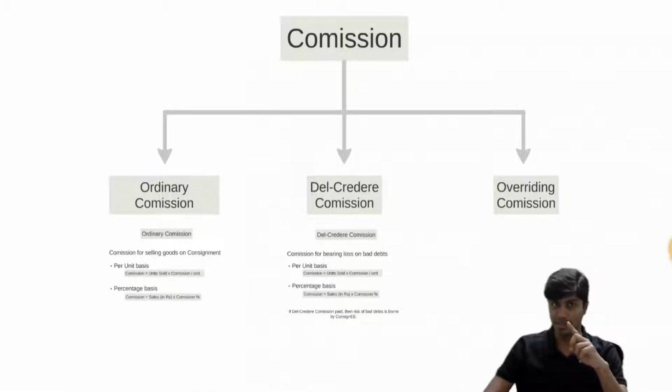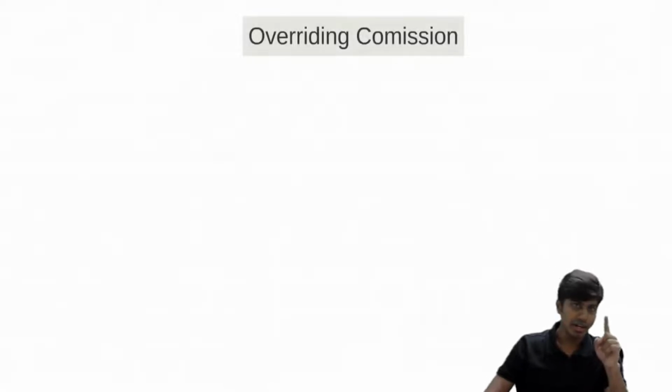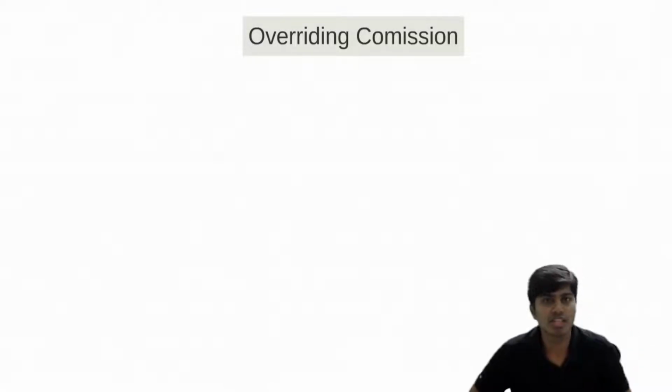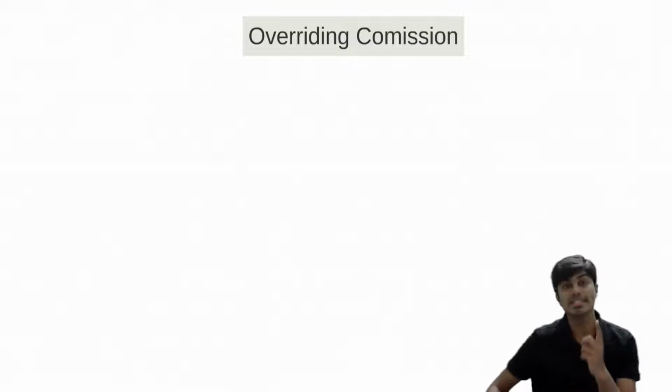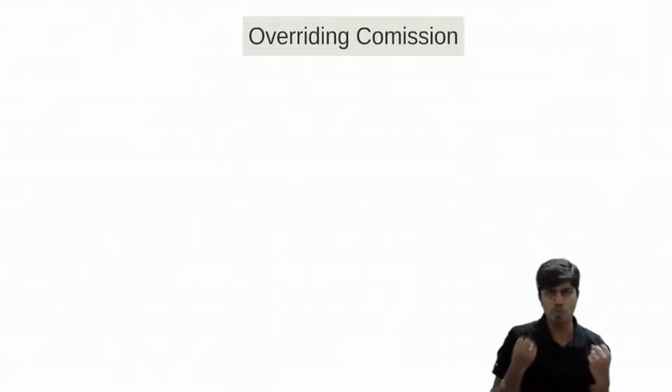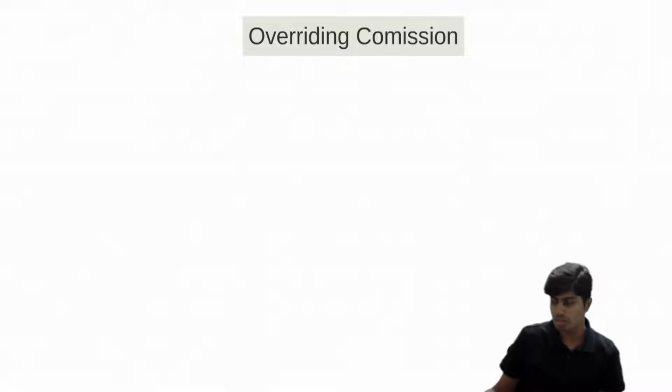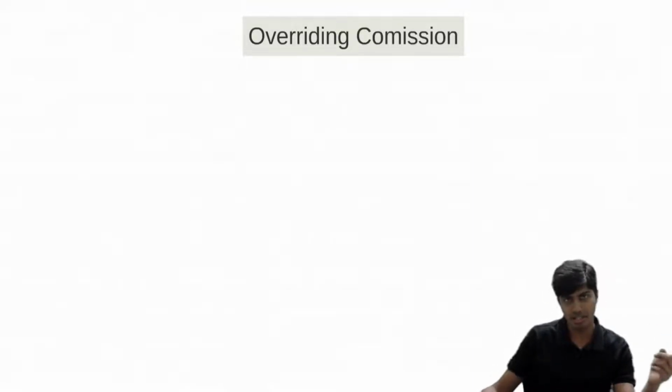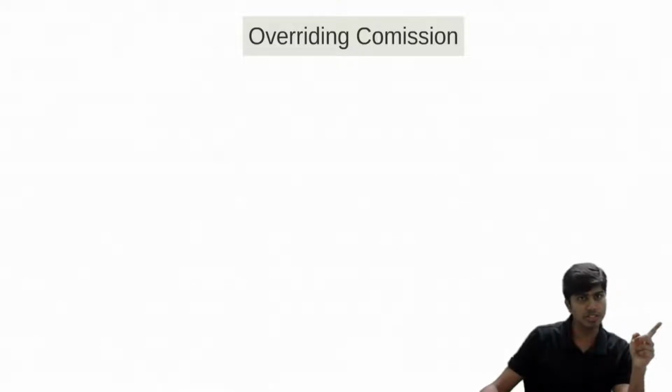Next, let's go to overriding commission, the last type of commission. Overriding commission is the commission which is paid over and above ordinary and del credere commission. This commission is paid by the consignor to the consignee because of the super performance of the consignee. Maybe the consignee is selling the goods at a higher margin or higher selling price. I told you previously, the cost to the consignor is 100. He is asking the consignee to sell at 120. If he sells at 120, 10 rupees commission to the consignee, 10 rupees profit to the consignor.